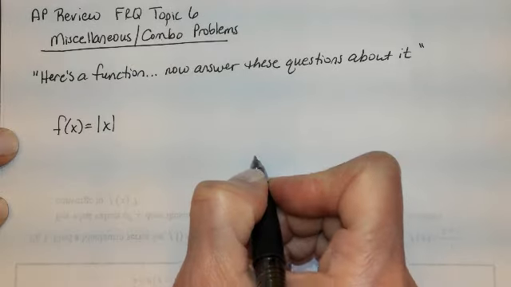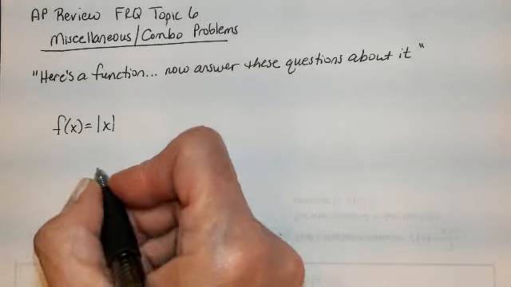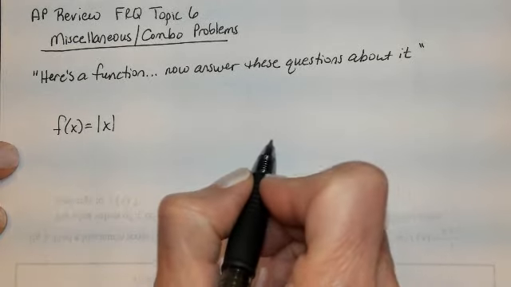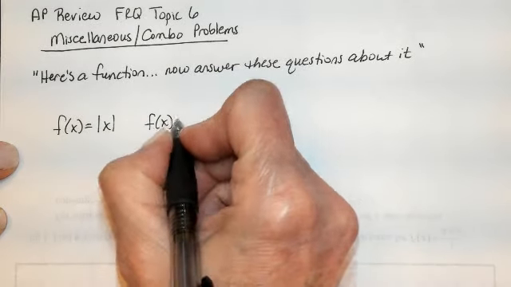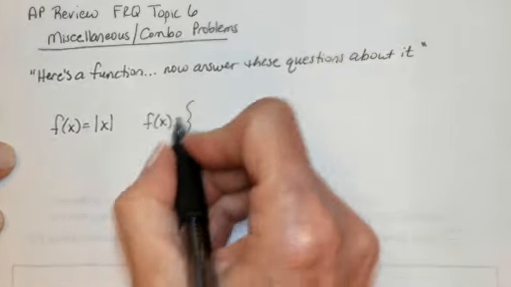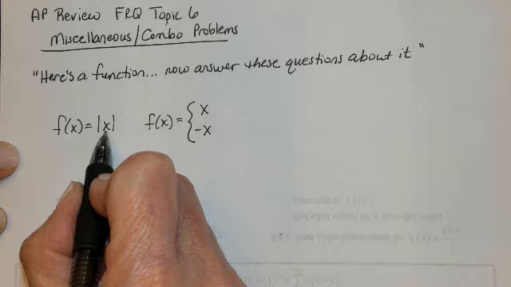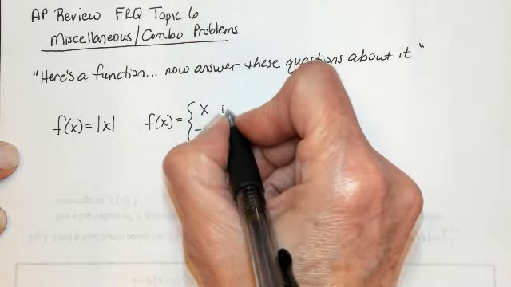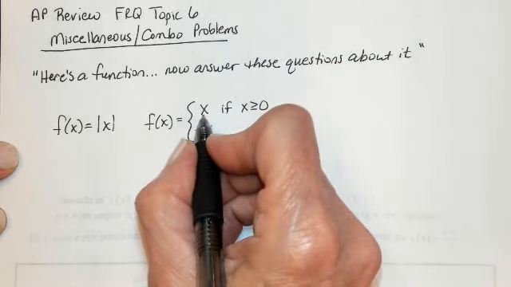So if they do give you an absolute value function, and then they ask you things about it, like the derivative or whatever, what you should do is change this to a piecewise function. So f of x is the absolute value of x means that f is either x or negative x. If x is positive or 0, then f of x is just x, right? So if x is greater than or equal to 0, then f of x is just x.